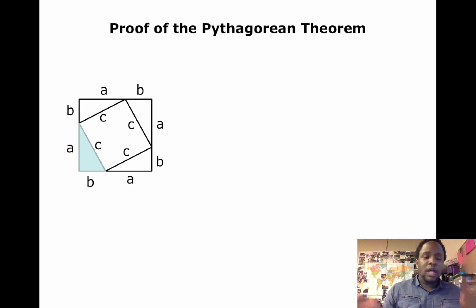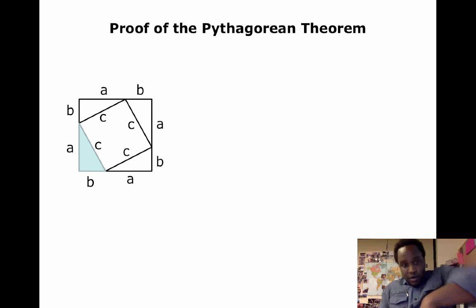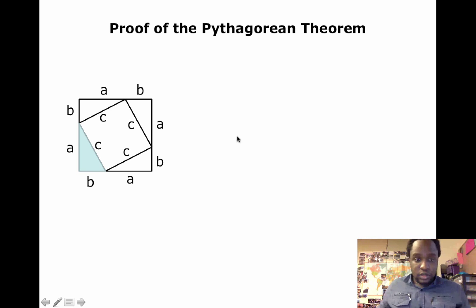So let's take a look at one proof of the Pythagorean theorem. So we have A, B, and C. So A is going to be our long leg, B is going to be our short leg, and C is going to be the hypotenuse. So let's say that we create a square where we take this triangle and kind of rotate it 4 times over. So now we have a big square, a little square, and 4 congruent triangles, 4 congruent right triangles.